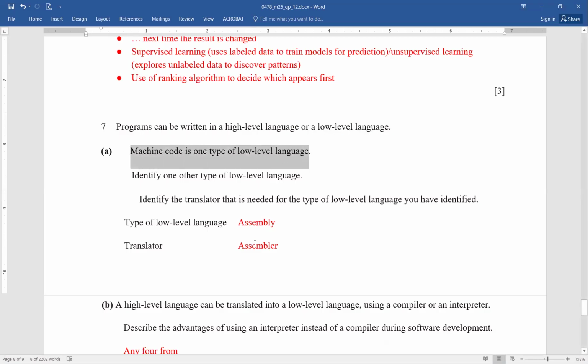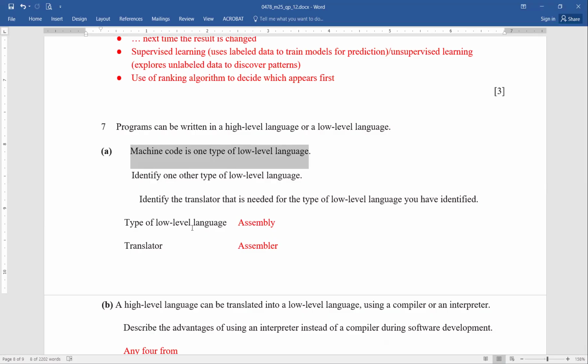So definitely what is left is assembly. And the translator is assembler. See, so simple, isn't it? Assembly and assembler. This is what we have learned, that low-level language is machine language, machine code, and assembly language or assembly code. So one is given to me, machine code, and the rest was assembly, and the translator is assembler. So simple.